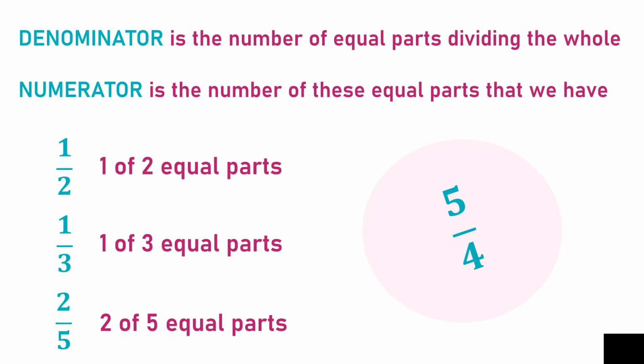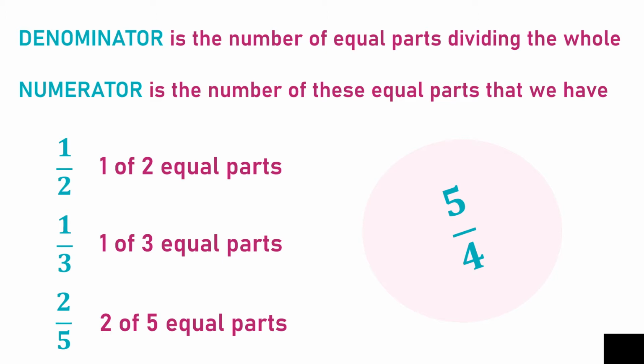When we look at a fraction, we see that it is composed of two different parts. There is a number at the bottom and a number at the top. The number at the bottom is called the denominator, and it tells us the number of equal parts dividing a whole. The numerator is the number on top, and it tells us how many of these equal parts we have.